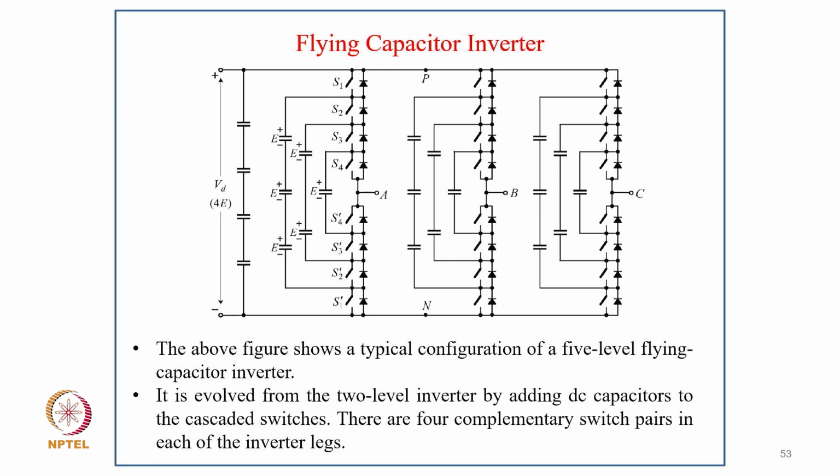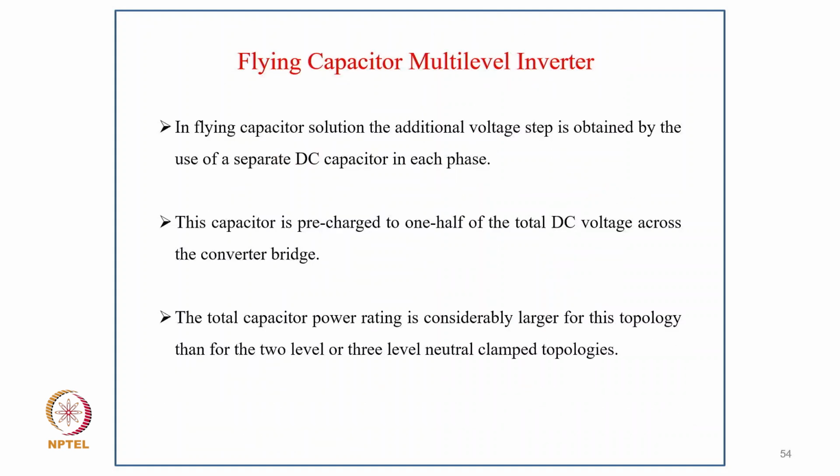So now coming to the flying capacitor multi-level inverter. The above figure shows a typical configuration of a 5-level flying capacitor inverter. It evolved from the 2-level inverter by adding DC capacitors to the cascaded switches, and there are 4 complementary switch pairs in each of the inverter legs.